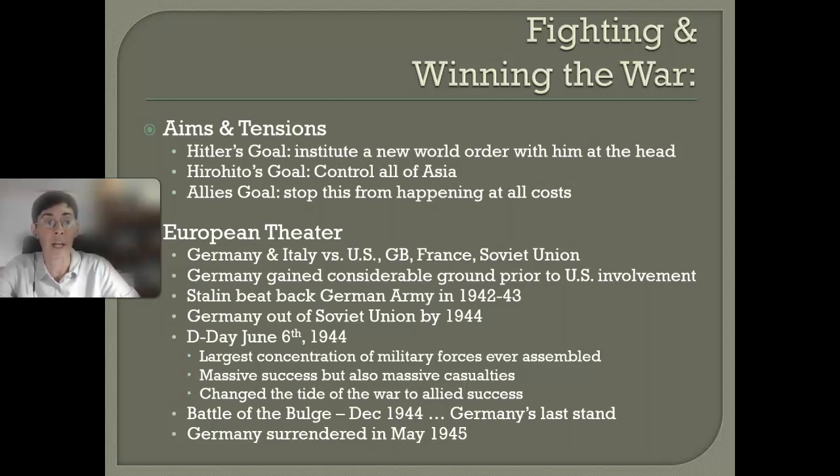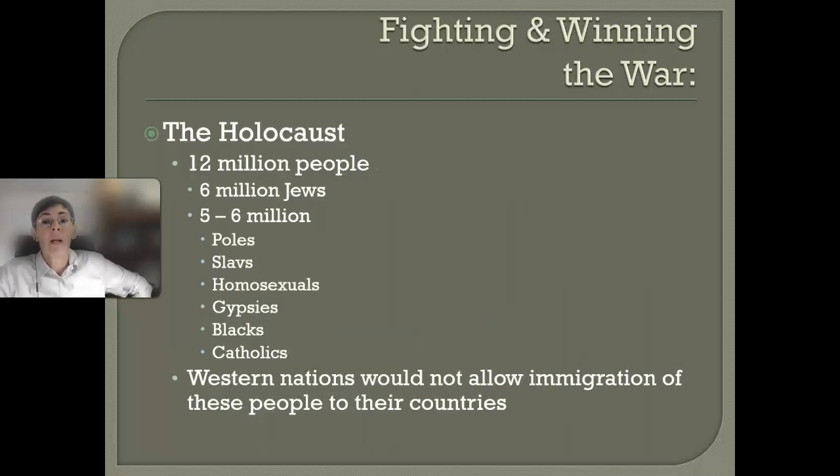Hitler commits suicide in April, right after the Soviet Union made it to Berlin with its troops. Germany surrenders in May 1945. A few months later, Japan will surrender, but we'll get to that in a minute.